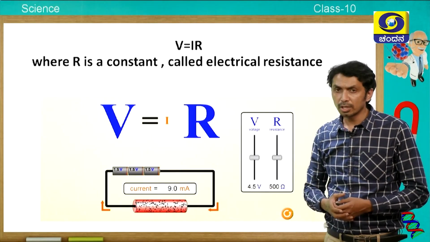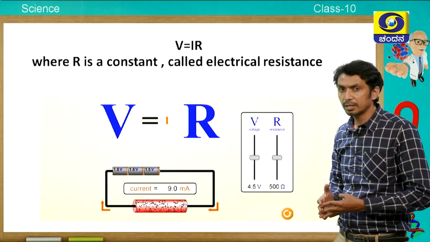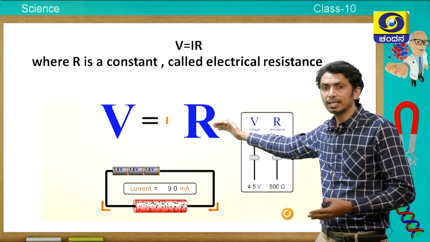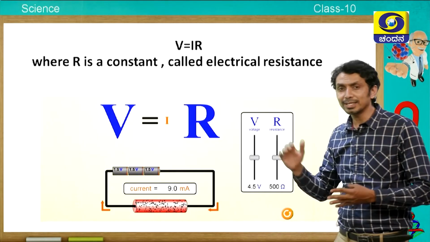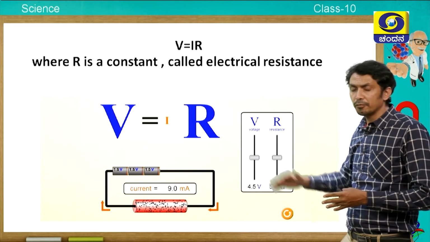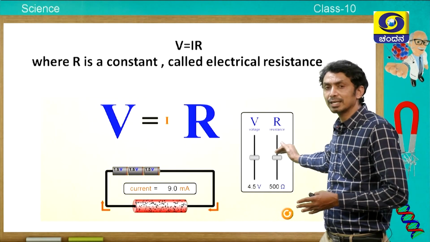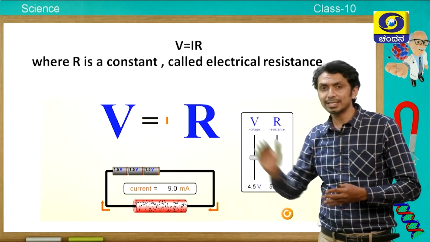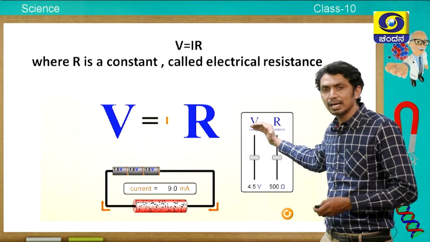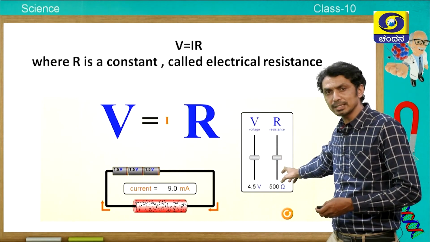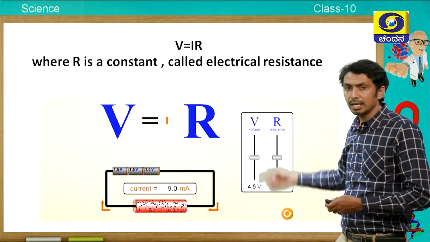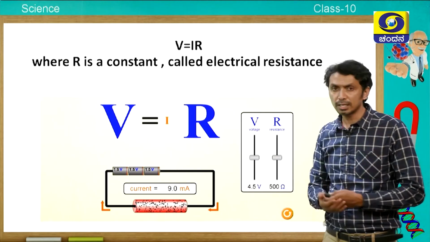Children, you just saw that activity. What was happening in it? Whenever we were increasing the potential difference, the electric current was also increasing. It was directly proportional. But whenever we were increasing the resistance, the electric current was decreasing. That means electric current is inversely proportional to resistance and directly proportional to potential difference, because electric current decreases when we increase the resistance.